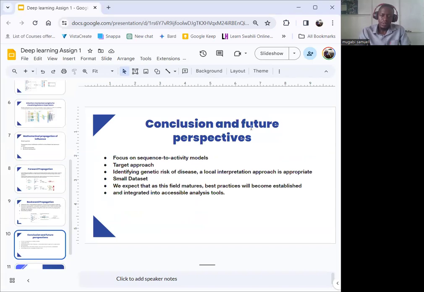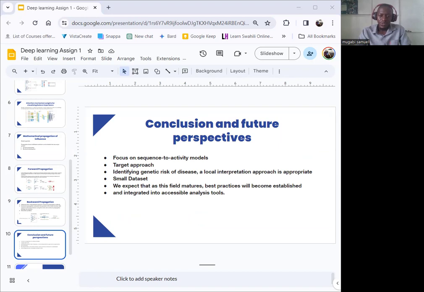Conclusion for this paper and future perspectives. Now this paper concentrated on sequence to activity models. That was the main approach of this paper, which is understandable because DNA data is sequential data, and so should the models be.